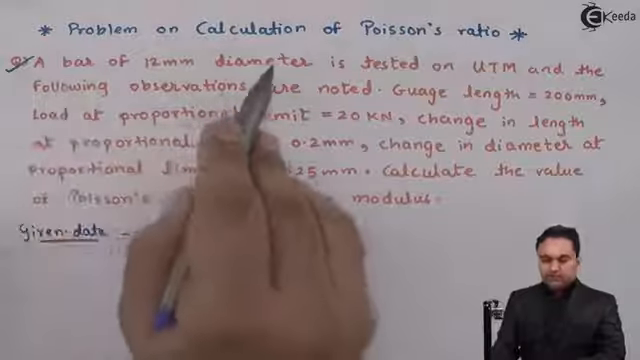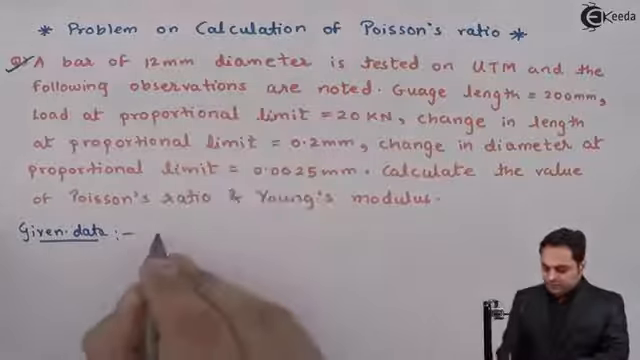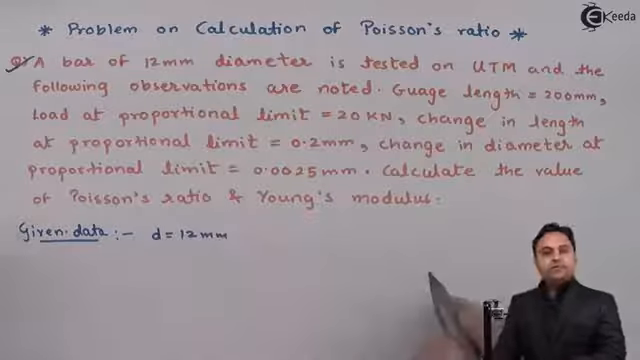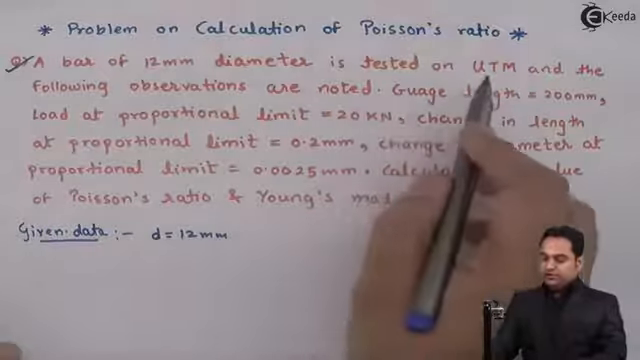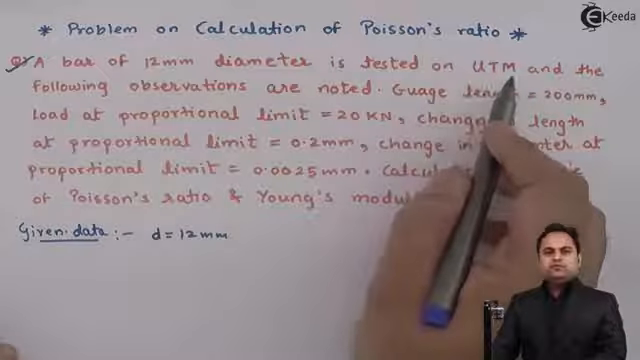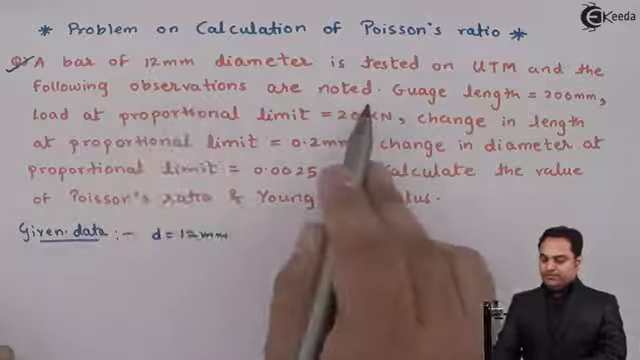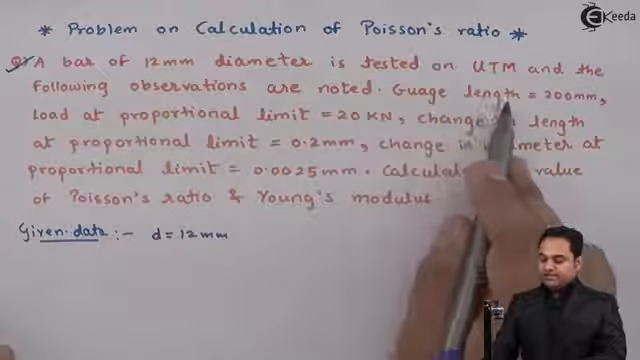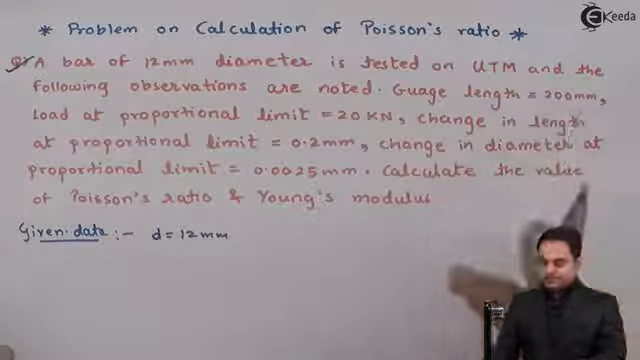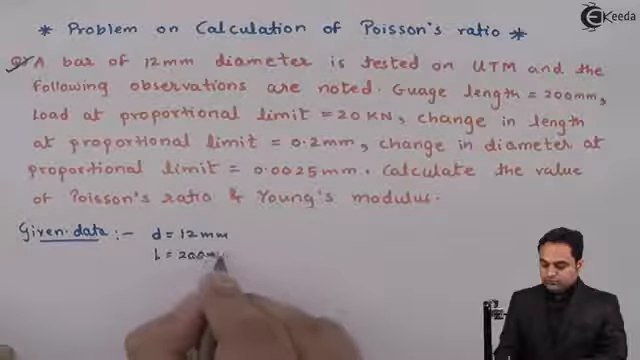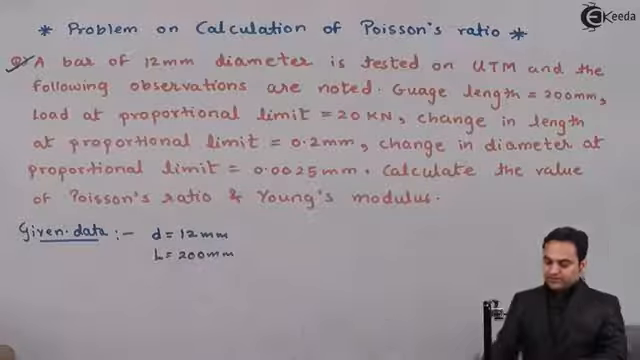A bar of 12 mm diameter, so diameter I'll denote it by small d, 12 mm diameter, is tested on UTM. UTM is Universal Testing Machine. And the following observations are noted. First, gauge length, which is 200 mm. Gauge length is the original length, 200 mm of the bar.